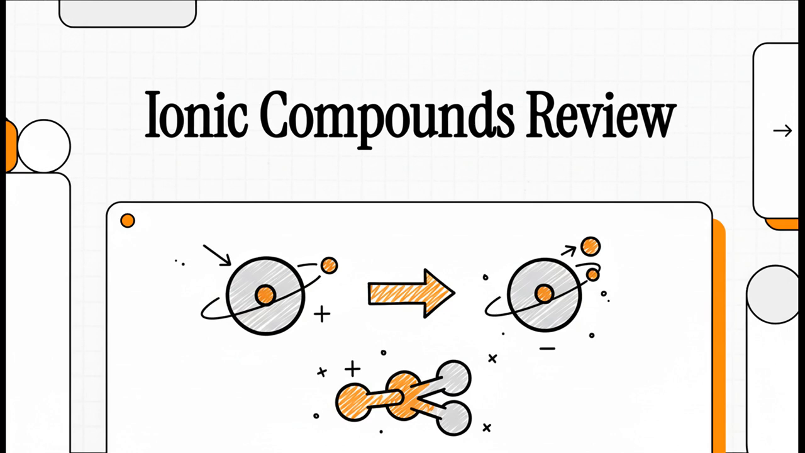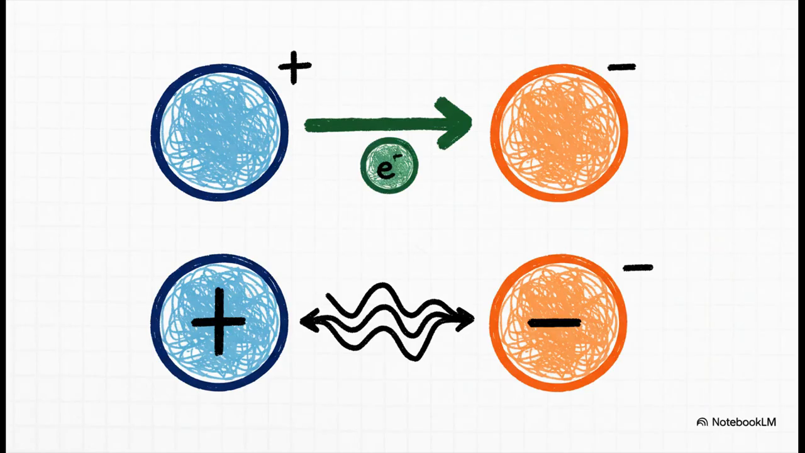Let's jump right in. So, what's the big secret behind ionic compounds? Honestly, it's super simple. You've got a metal atom that gives away an electron and a nonmetal atom that takes it. Suddenly, one's positive, the other's negative. And what do opposites do? They attract. They just stick together like tiny, powerful magnets. That's it. That's the core idea we're going to build on today.